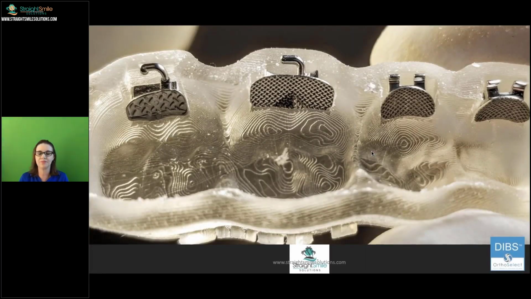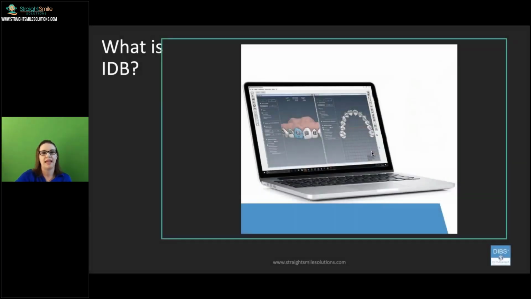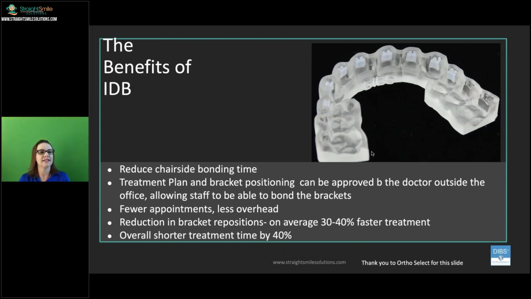So braces are awesome. It's become significantly easier to do braces now with indirect bonding. There are a lot of companies out there that will offer you indirect bonding as a dentist. A lot of orthodontists use indirect bonding because you can set up the treatment plan ahead of time, so you can make sure the brackets are put on precisely.